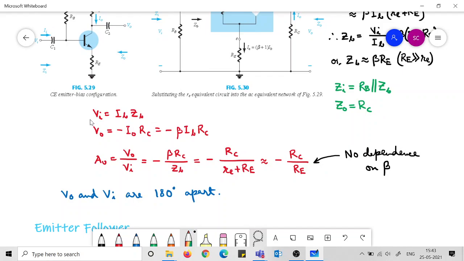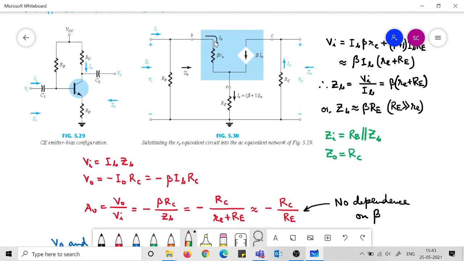Now the voltage gain. What is Vi? Vi is Ib times Zb, because we can replace all these things with a Zb here and Ib flows through that. Zb we have already calculated as beta times capital RE. V0 is I0 into RC with a minus sign because of the directions. Please note this minus sign. There are configurations where we will not have this minus sign.